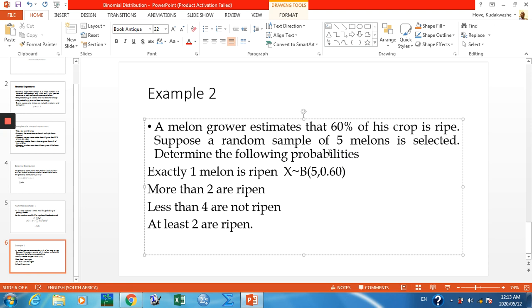With this, you can determine the probability that exactly 1 means x is equal to 1. So out of 5, we choose 1, 0.6 to the power 1, 0.4 to the power 4. Then we put it in our calculator and we get our answer.